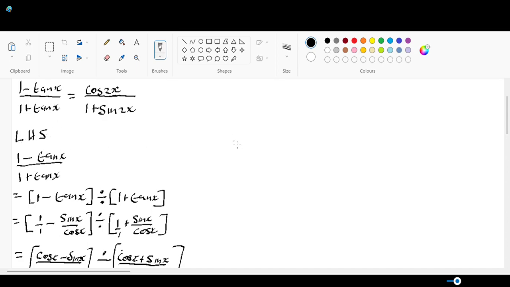Now let's look at the right hand side. The right hand side. Alright, so let's rewrite the right hand side. We have cos 2x over 1 plus sine 2x. Alright, so let's start solving this side.